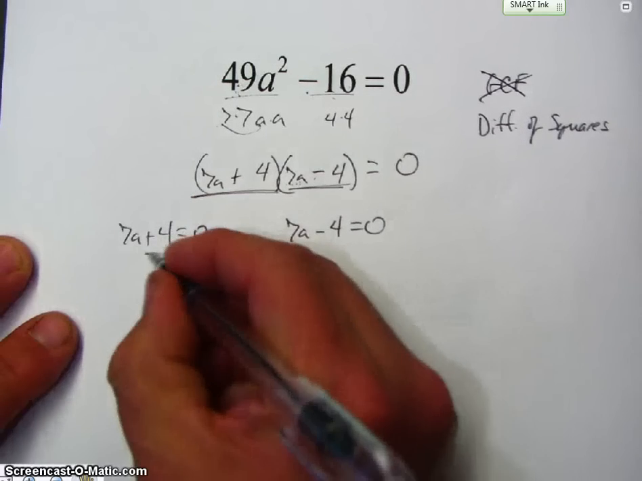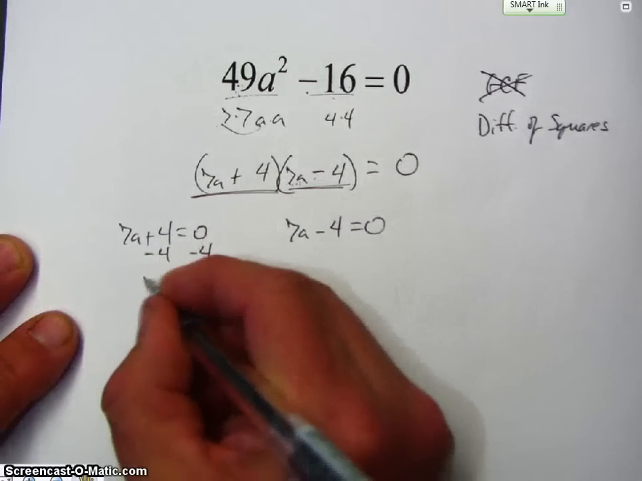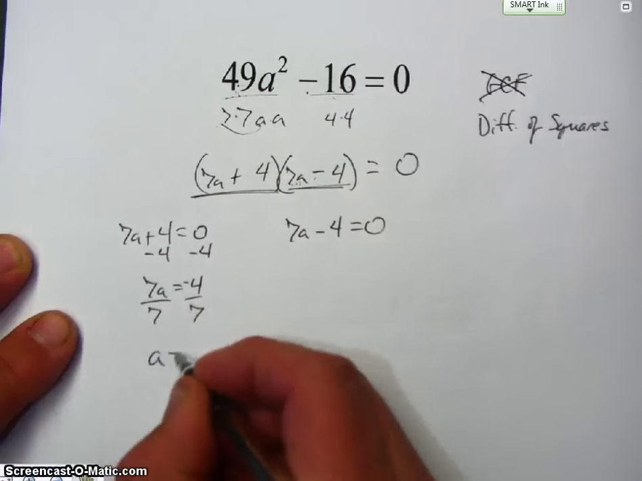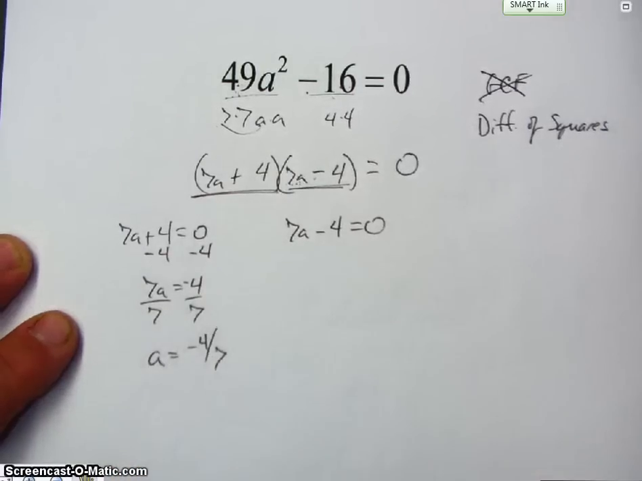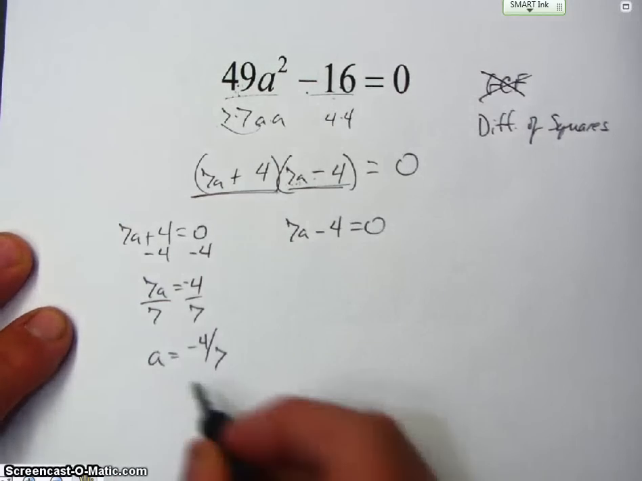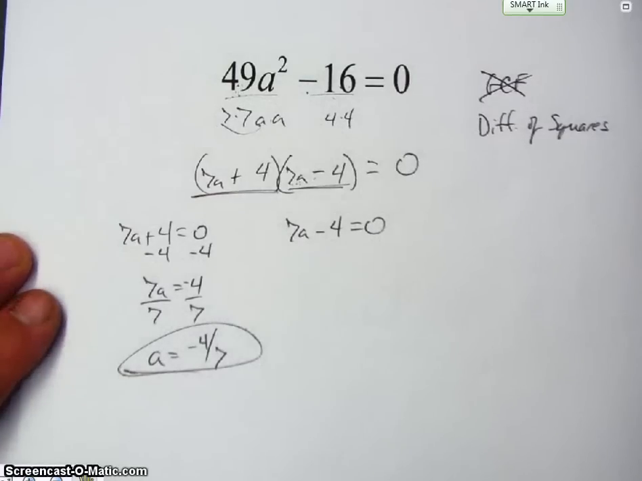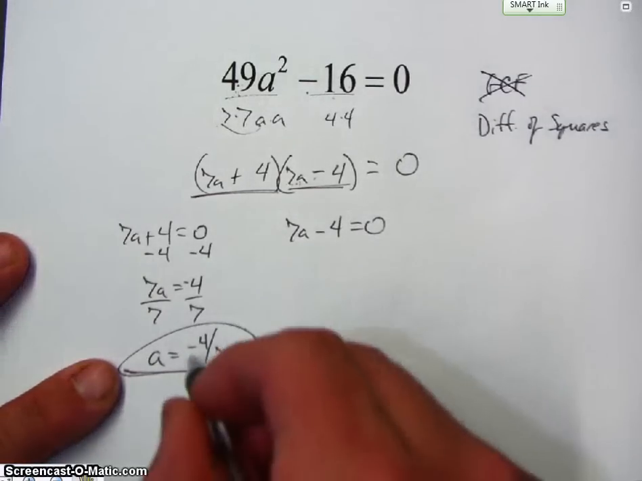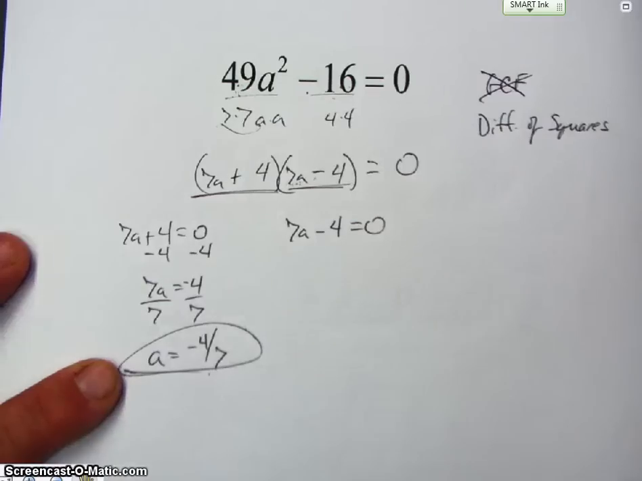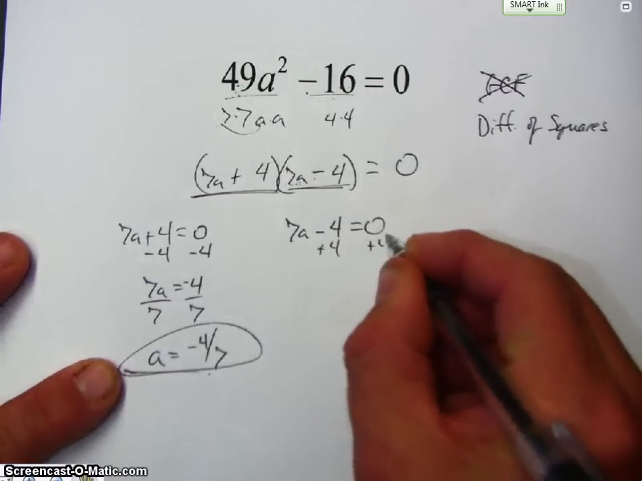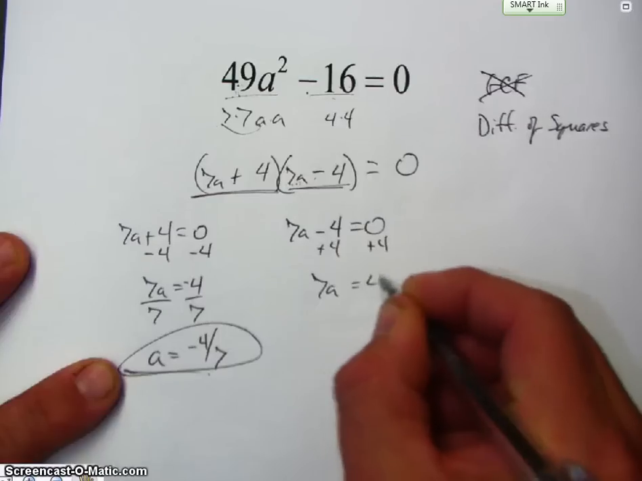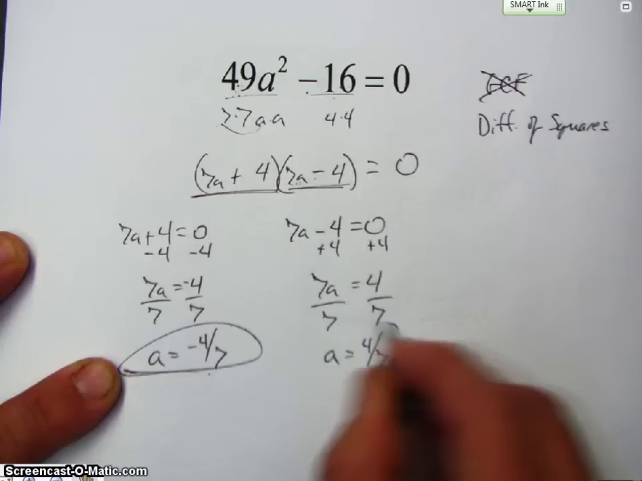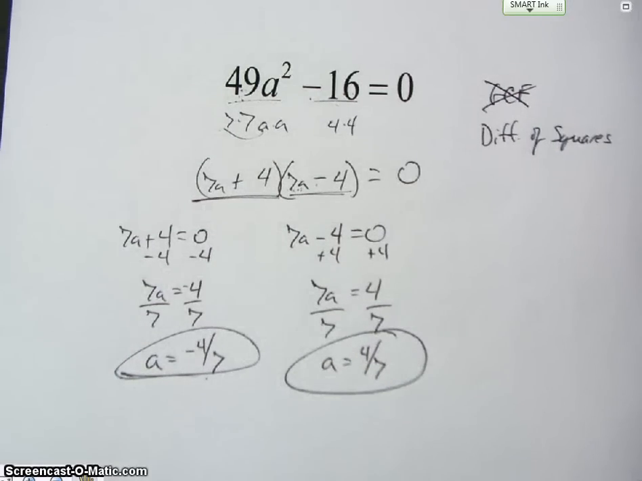Now I solve. So, all right, subtract 4 from both sides. So I get negative 4. Divide both sides by 7. a is equal to negative 4/7. I do not want decimals. Leave it just like that. The only time I want decimals is if you're graphing. We're not graphing here. So I want fractions. Make sure they're simplified. Add 4. 7a is equal to 4. Divide both sides by 7. And therefore I get 4/7. So there are my two solutions.